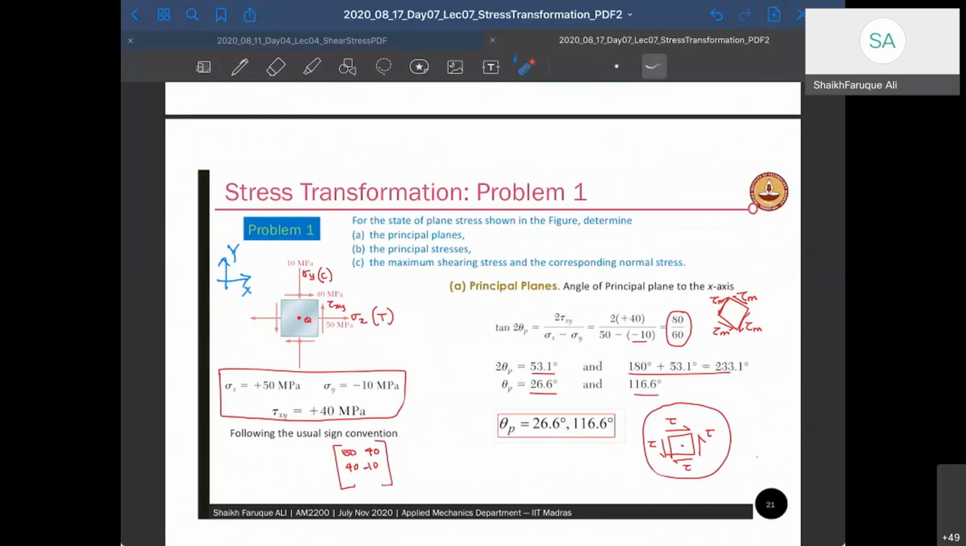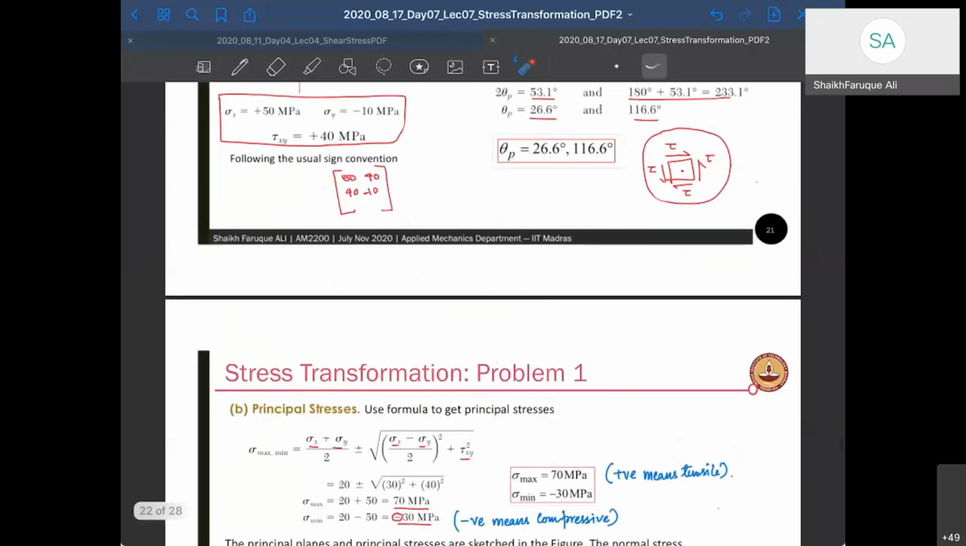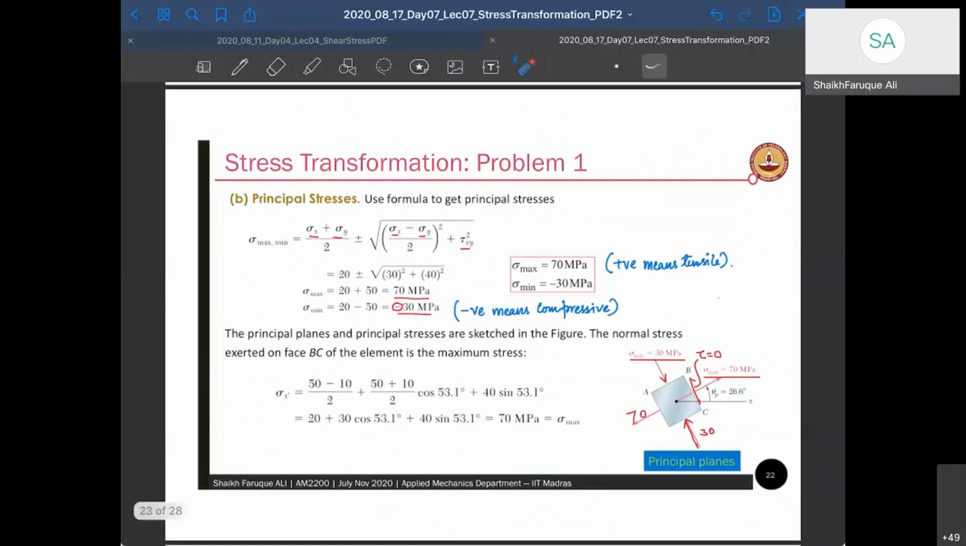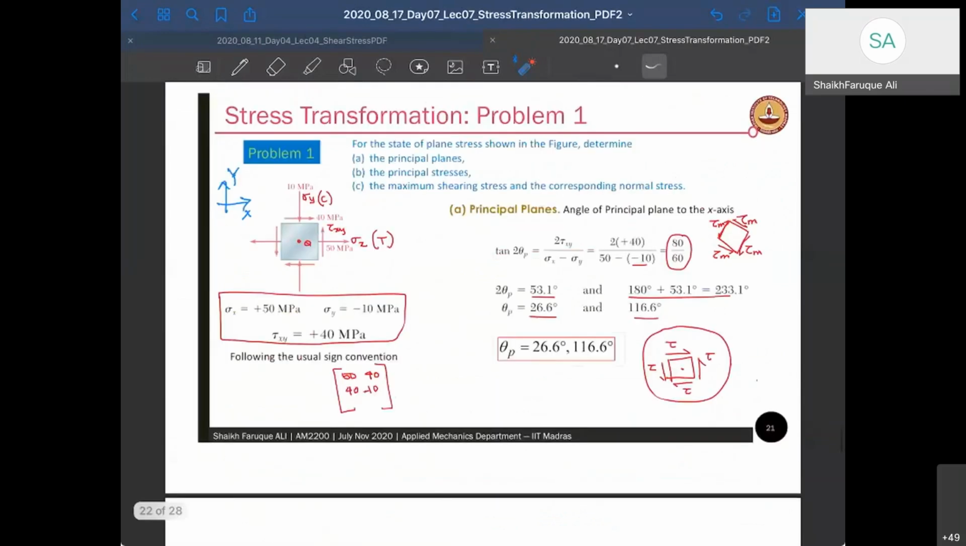In matrix formulation you can also write this. Find the eigenvalues and eigenvectors of this matrix. The eigenvectors will represent these two angles, and the eigenvalues will represent the stress values. The stress values, sigma max and sigma min, are given by this, and once you plug in the values, you get 70 MPa and minus 30 MPa. The negative value means it is on the left hand side of the Mohr circle, and that means it is compressive. Positive means tensile, because we have assumed positive to be tensile and negative to be compressive.